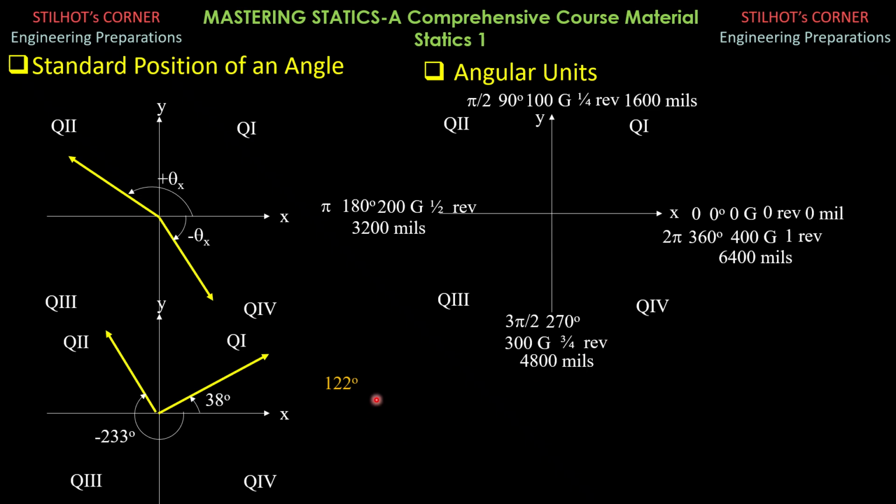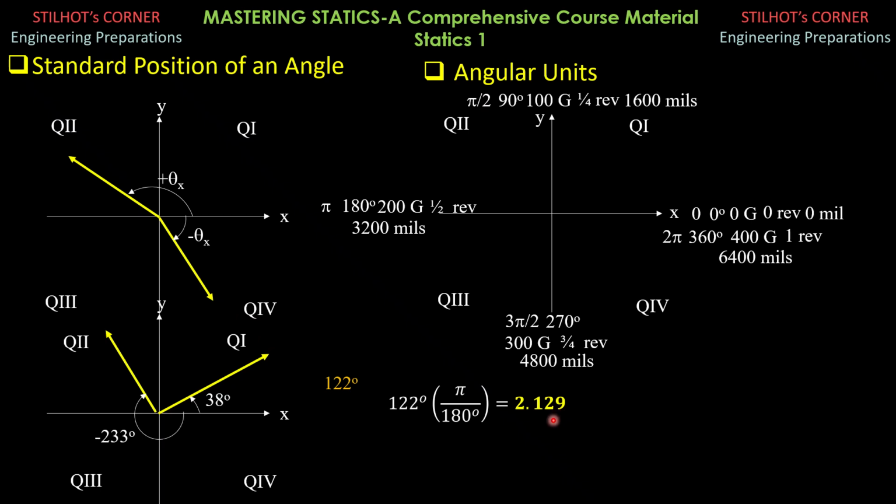Let's convert this to radians, grads, revolution, and minutes. So for radians, we have 122 degrees times pi over 180 degrees. You can also use 2 pi over 360 degrees here, and that is 2.129. There's no unit provided, but that is understood to be radians.